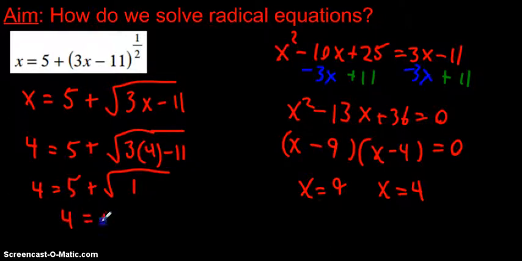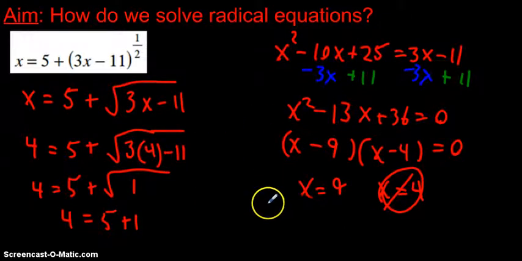4 is equal to 5 plus 1. So that's obviously not true. So it actually looks like we have to reject this answer. So this is not an acceptable answer. And that will happen when you change a radical expression into a quadratic or a linear. Sometimes we create an unacceptable solution. But we did find a solution.